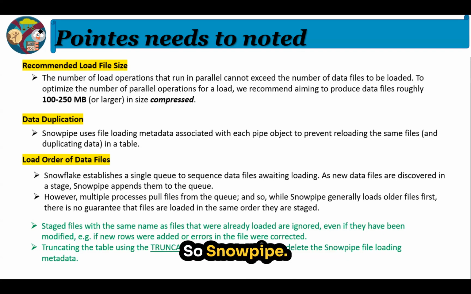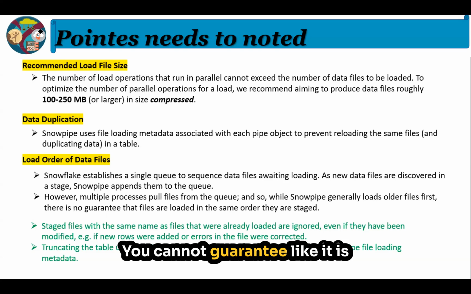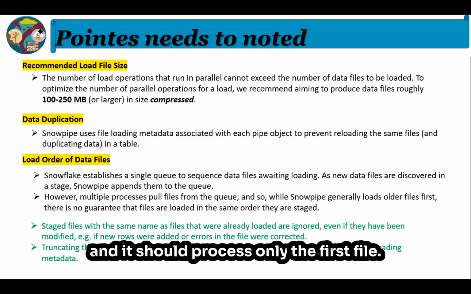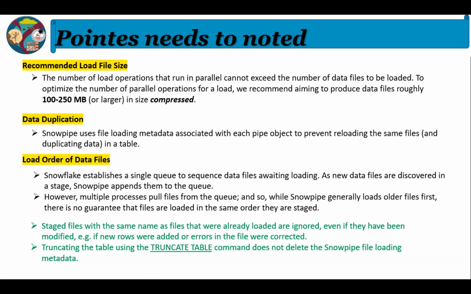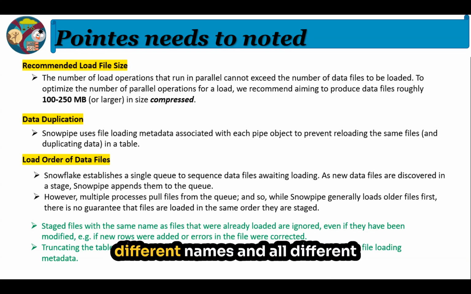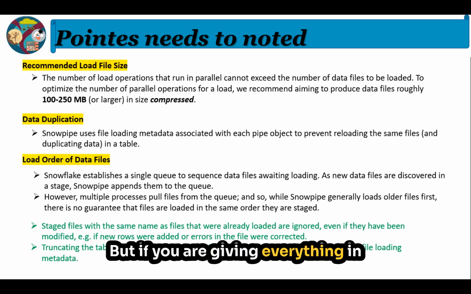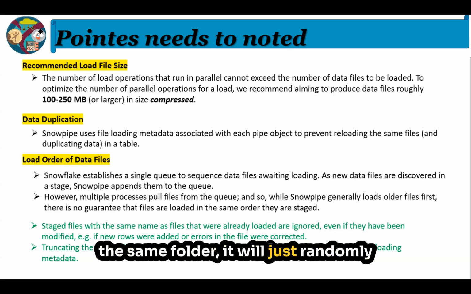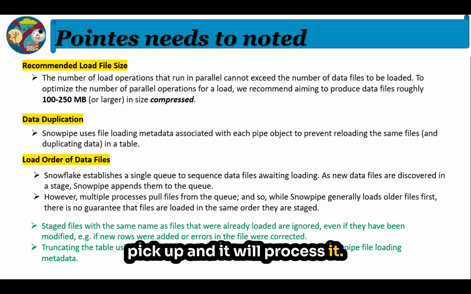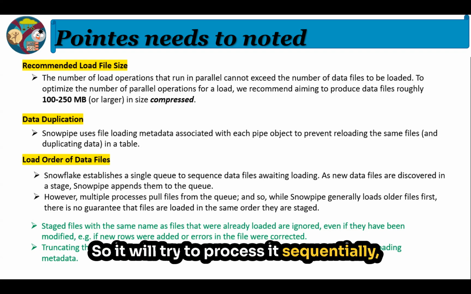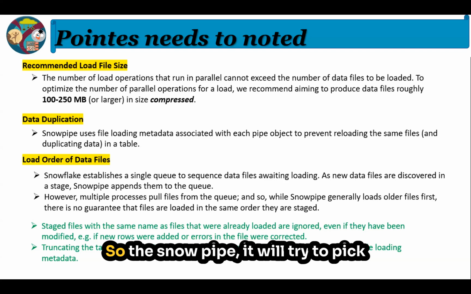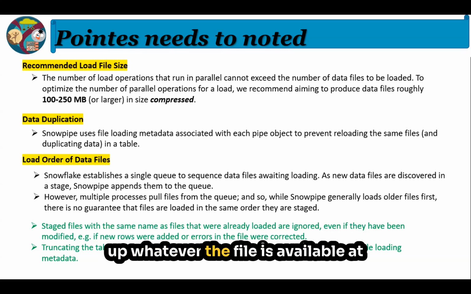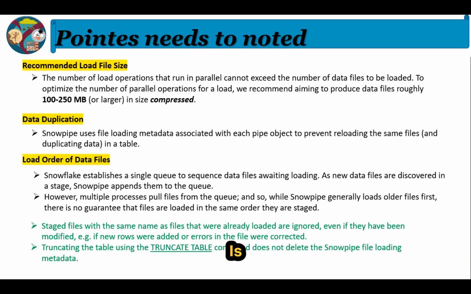With Snowpipe, you cannot guarantee that the first file received is the first file processed. If you are giving those files different names and different folders, that is a different case. But if you are giving everything in the same folder, it will pick up files randomly and process them. It will try to process sequentially, but there is no guarantee. Snowpipe will pick up whatever file is available at that time, process it, and load the data into Snowflake.